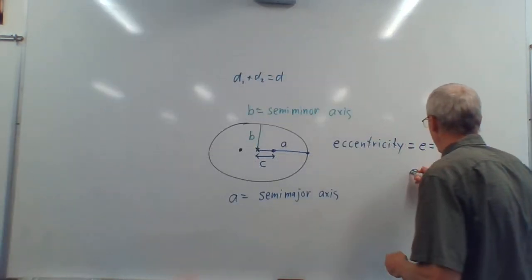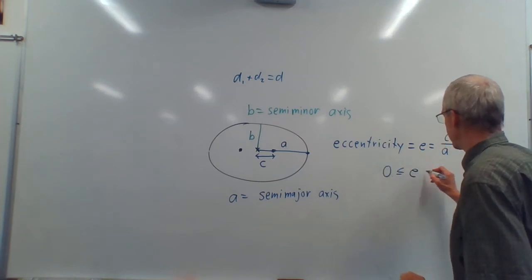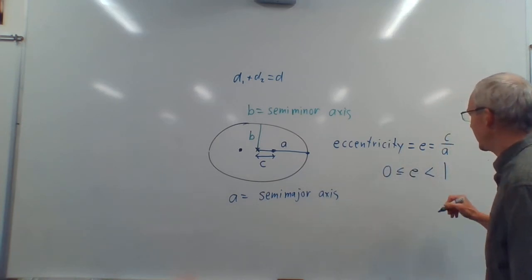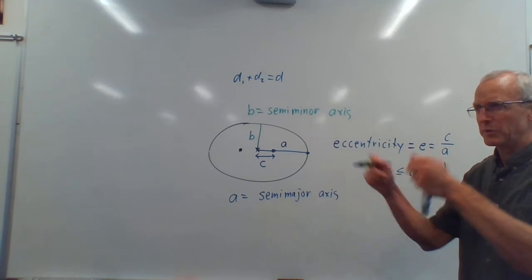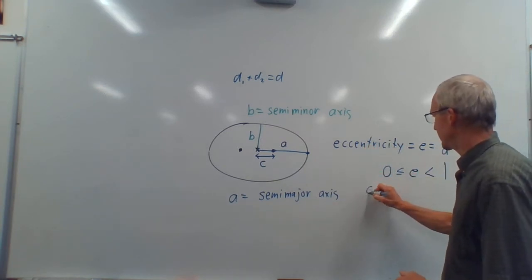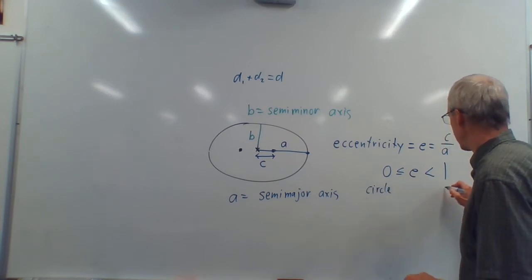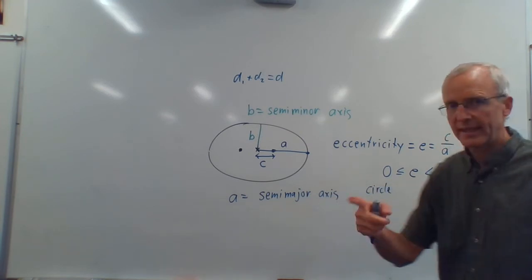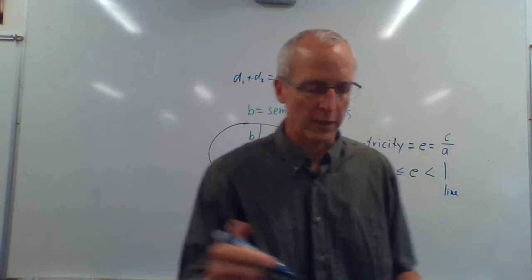So E is greater than or equal to 0, that's a circle, and less than 1. Can't get to 1, because then it'd be a perfectly straight line, but it can get to like 0.99. So this is a circle, and this is practically a line, where the orbit goes back and forth, back and forth.